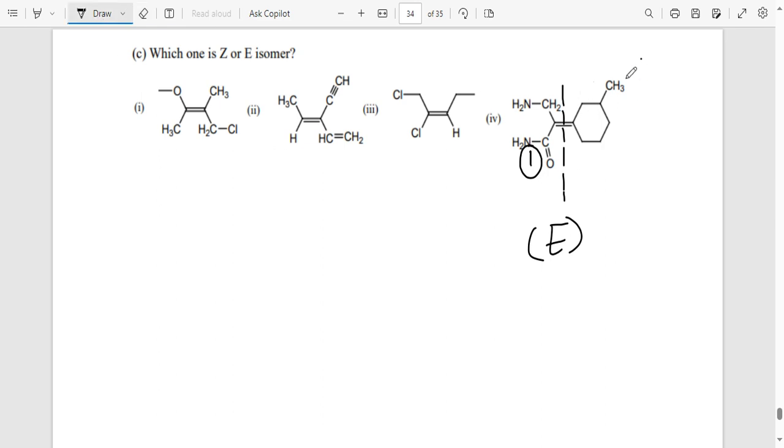No, no, if there was no methyl, then there wouldn't be any EZ configuration here.